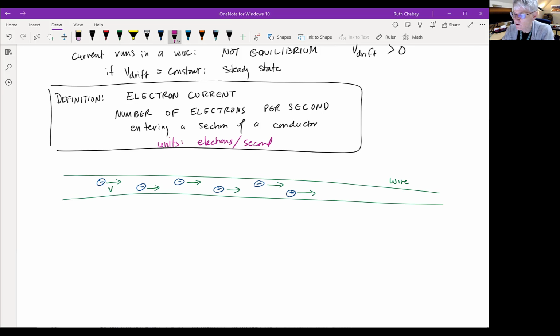So what would electron current mean here? Well, if we draw a line down here and we stand here and count for a second, we count the number of electrons that pass from the left of this line to the right of this line every second. That would be the electron current, the number of electrons per second. And the kind of circuits we're working with are our battery, wire, light bulb circuits.